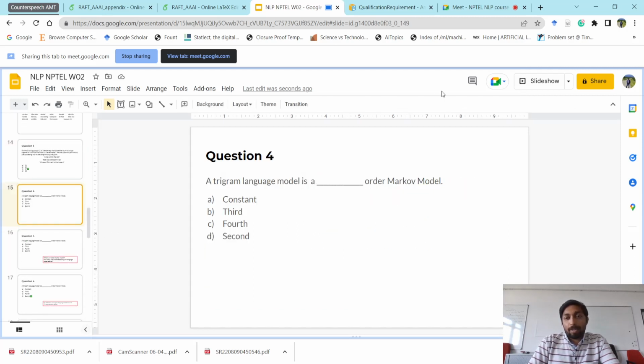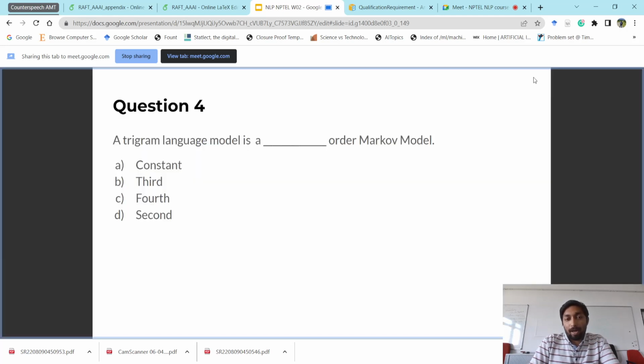Okay, so the next question is a trigram. We have already cleared what is n-gram. So trigram is 3 consecutive words in a corpus. So a trigram language model is a dash order Markov model.